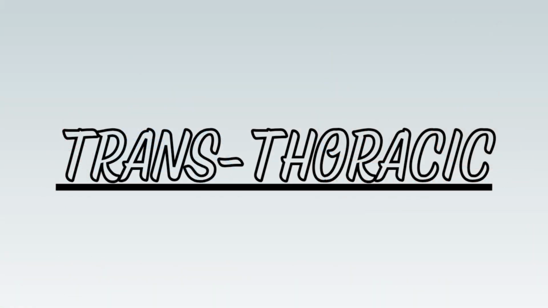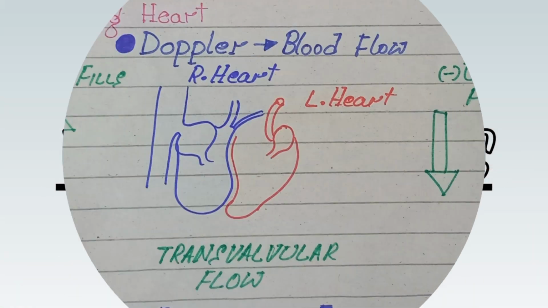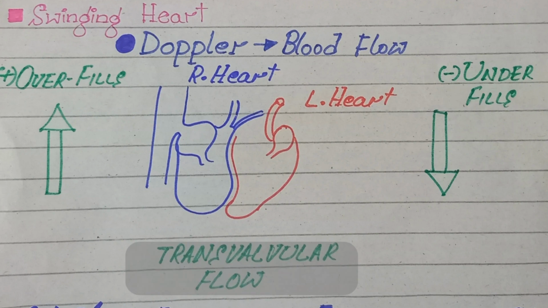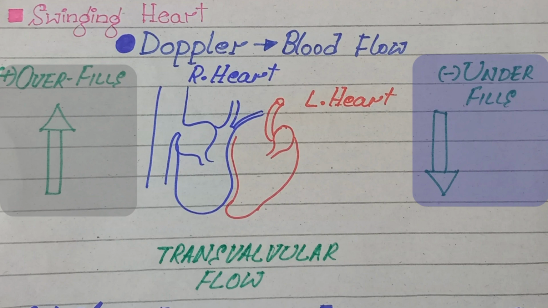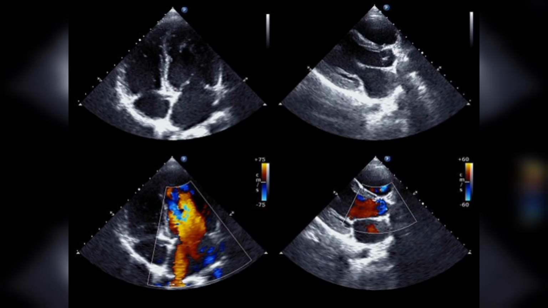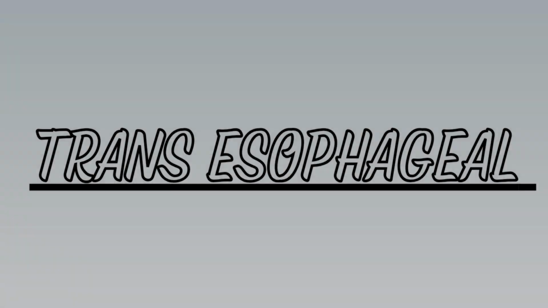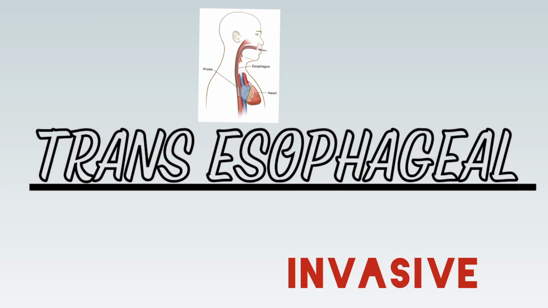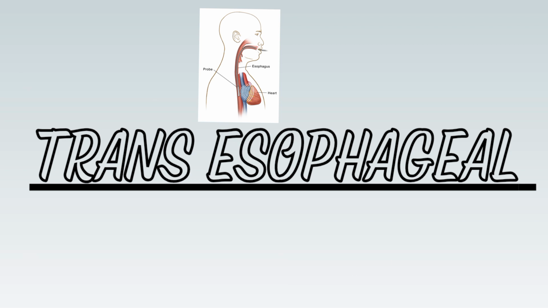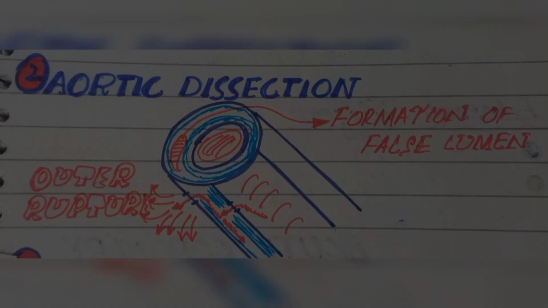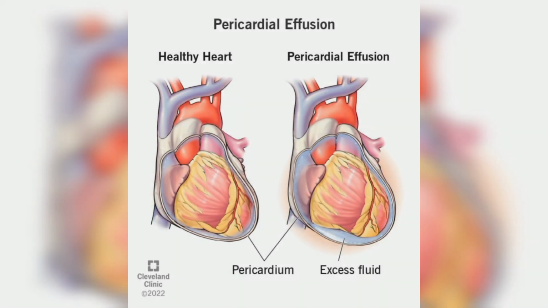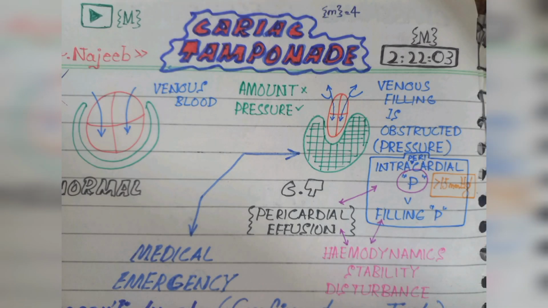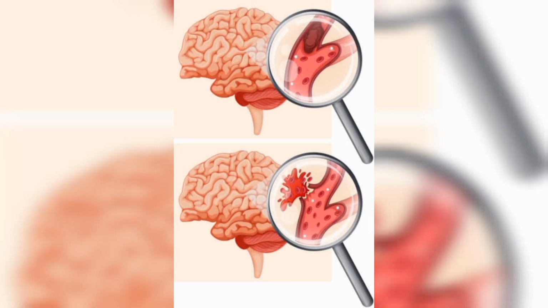The second is Doppler echocardiography, which involves the transvalvular flow inside the heart, meaning the right heart will be overfilled and left heart will be underfilled. And the second type of echocardiography is transesophageal echocardiography, which is invasive, and it is necessary in the cases of aortic dissection, free wall rupture of heart, pericardial effusion, or cardiac tamponade after surgery, or any hemorrhagic effusion.